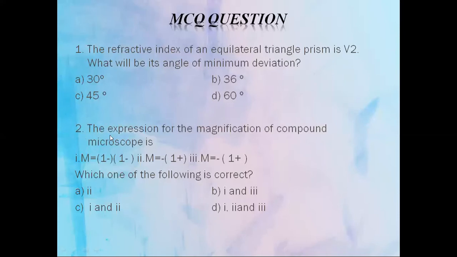Number two, the expression for the magnification of a compound microscope is: option one, M is equal to minus 1 and so on; option two, minus 1 plus and so on; and third option, minus 1 is 1 plus and so on. Which of the following is correct? A, 1 only; B, 1 and 3; C, 1 and 2; and D, 1, 2, and 3.